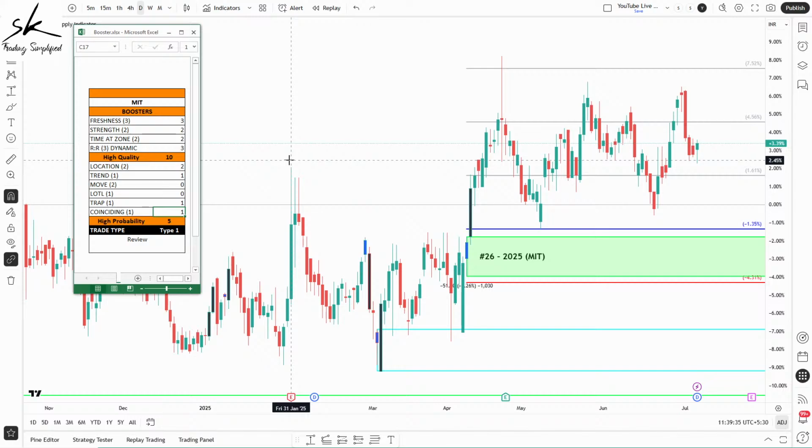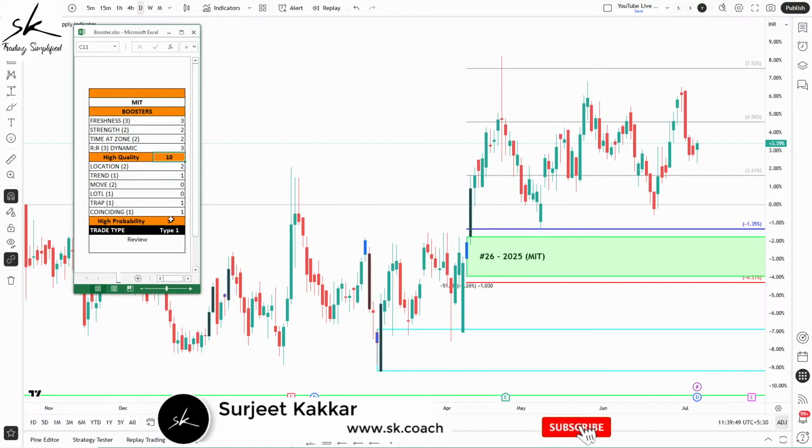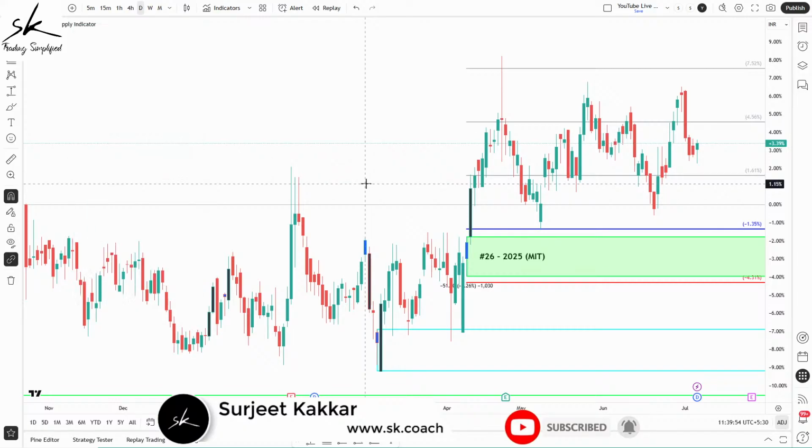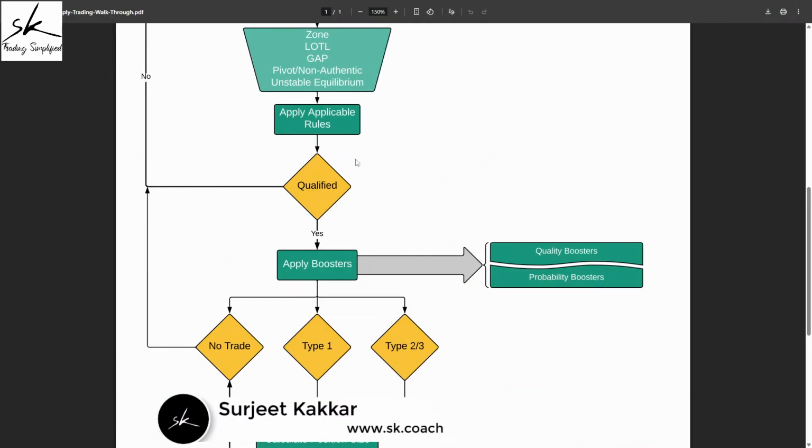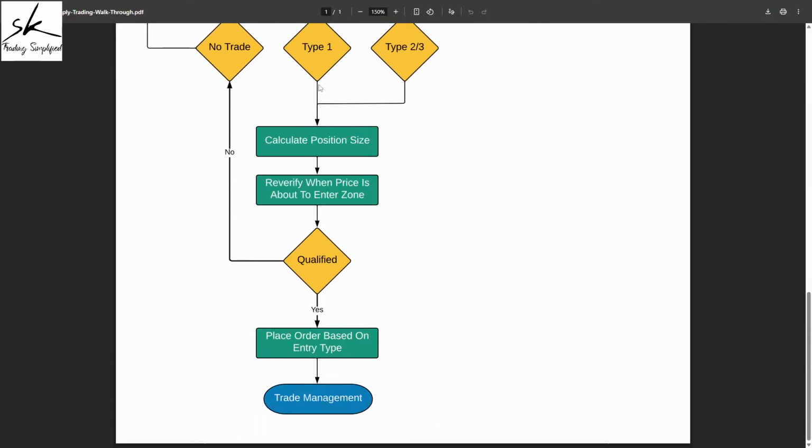So if you look at the overall scoring, we have a score of 10 out of 10 for quality, definitely with the assumption of the reward to risk ratio, and 5 out of 8 for probability, which makes it a high quality, high probability trade setup, and high quality, high probability setups can be done as type 1 trades. So after doing our analysis, we got to know this is going to be a type 1 trade for us.